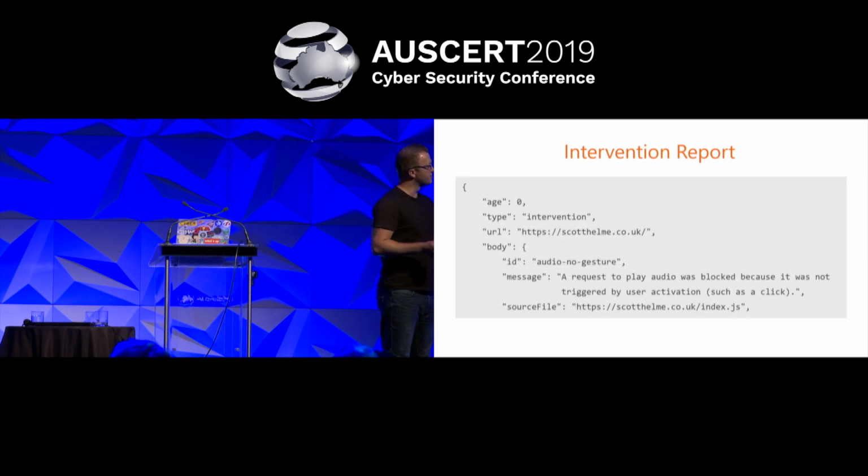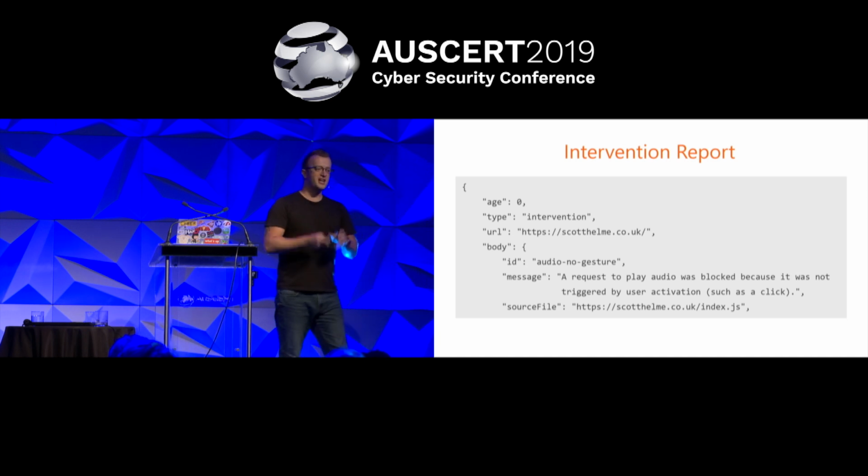Let's take a look at an intervention report and get a picture of what one of those things might be. So here's an intervention report. Similar JSON format again, type intervention. You went to my website, the ID is audio no gesture, and the message is a request to play audio was blocked because it was not triggered by user activation. Who has been to a website that does this? And is this not super annoying?